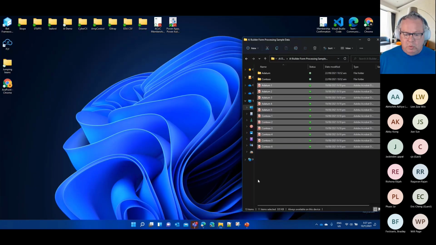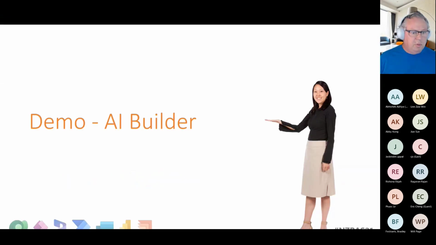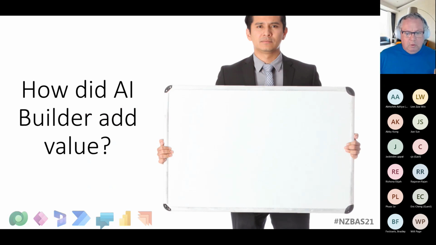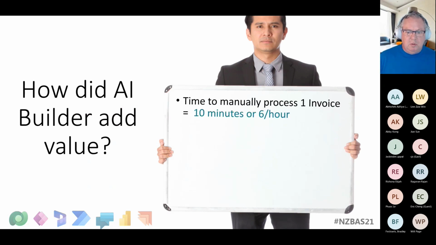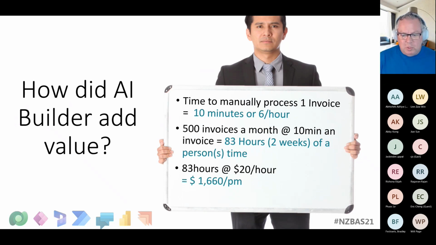So let's actually look at what we actually did. What did we actually achieve by using the AI Builder as part of that process versus manual? As mentioned, typically to manually process one invoice takes 10 minutes, or 6 an hour. That's sort of the average that our customers are telling us. 500 invoices a month, that's 83 hours, 2 weeks of a person's time per month to process 500 invoices. Assuming the person gets a $20 per hour rate, that's $1,600 per month.